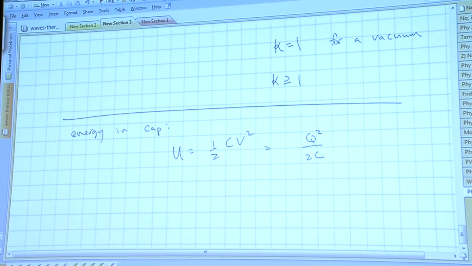What else can you make it into? You can use the relationship Q equals CV and change some of these things around a little bit. Oh, 1/2 QV. There we go. So the energy stored in a capacitor is 1/2 QV, and then using Q equals CV, you can turn that into one of these other two forms. You want to pick the one that fits the problem. If you know the capacitance and the voltage, you use 1/2 CV squared to find the energy stored. Pick whatever you know in the problem, but these are all equivalent.